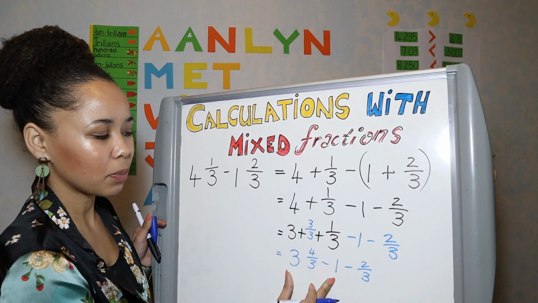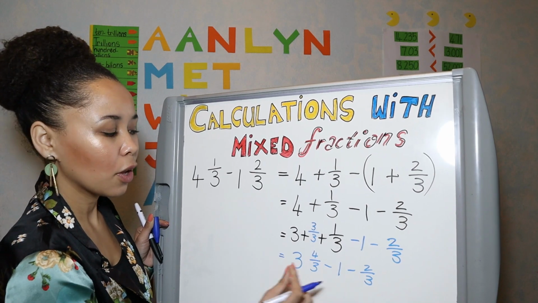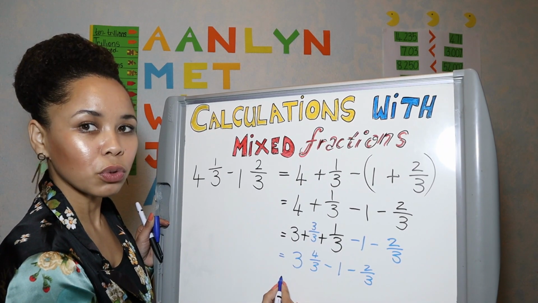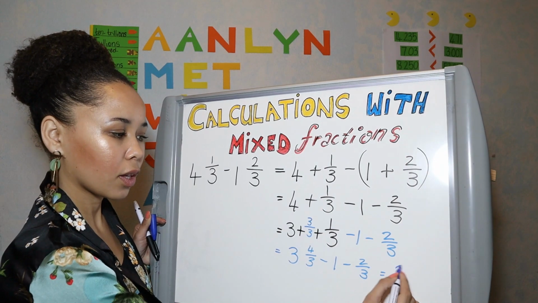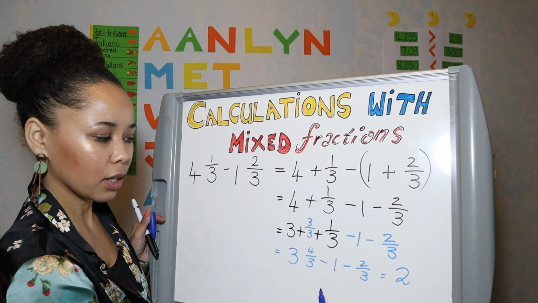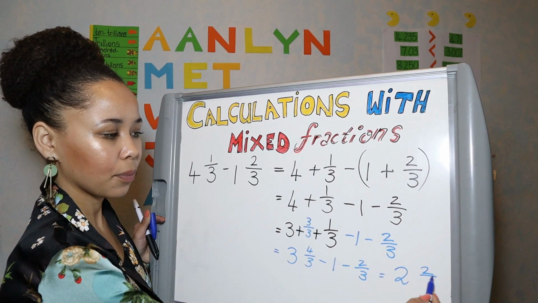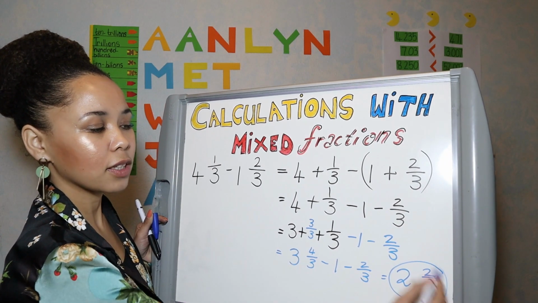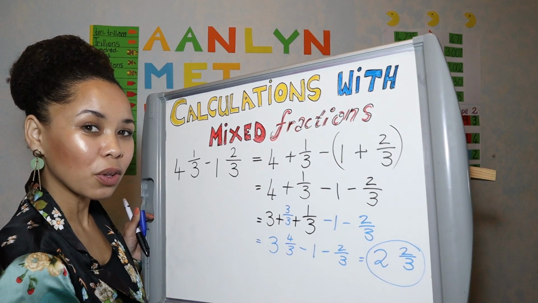Now I'm able to subtract the wholes and subtract the fractions. 3 minus 1 is equal to 2. And 4/3 minus 2/3 is 2/3. And that is then your final answer.